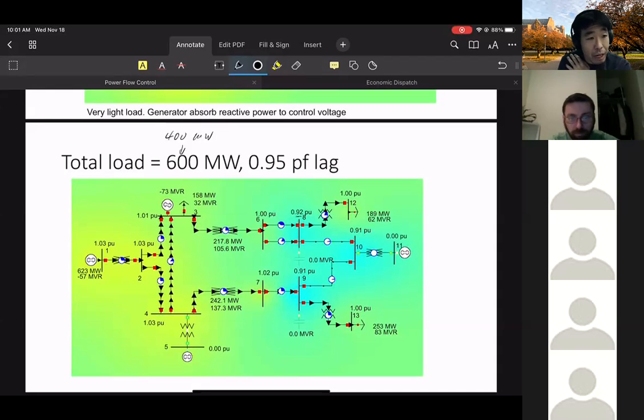If you're an operator and you start seeing this kind of color scheme, you're kind of worried. Let's say some rule of thumb: for a voltage system, what is a good number for voltage? What is a good range for voltage you'd like to see as an operator, in per unit terms?